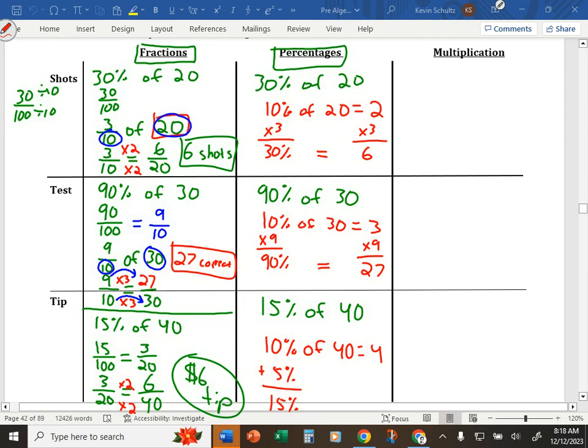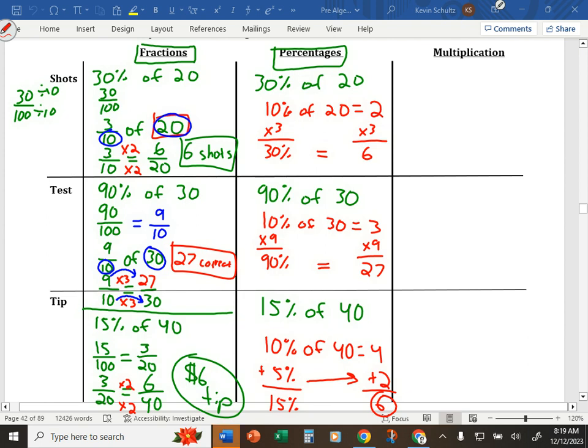So here's the question. If 10% is 4, what would 5% be? If 10% is 4 and 5% is half of 10%, Logan, it'd be 2, right? If 10% is 4 and 5% is half of 10%, then 5% of 40 would be 2. And 4 plus 2 gives us 6, the same $6 tip we got in the first example.